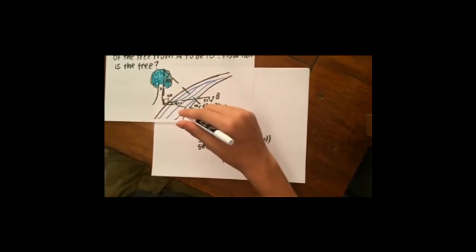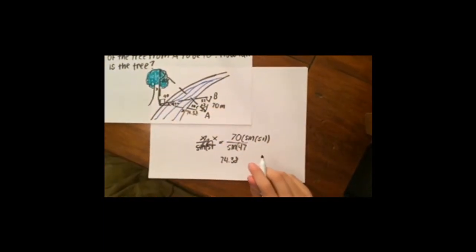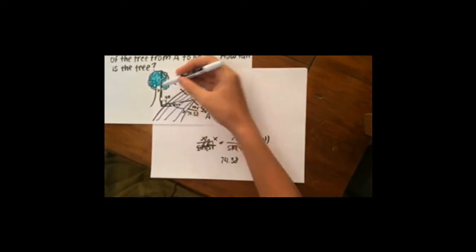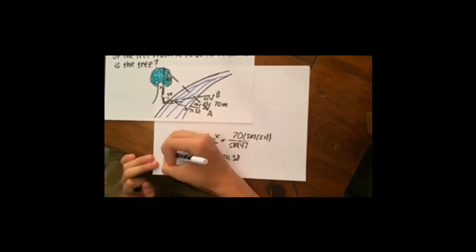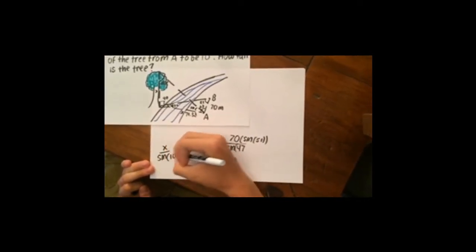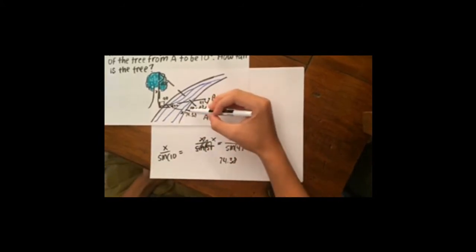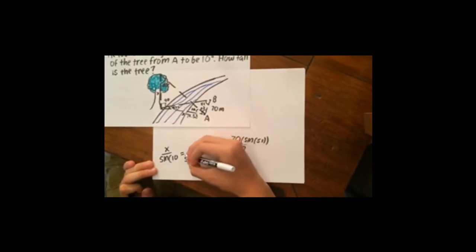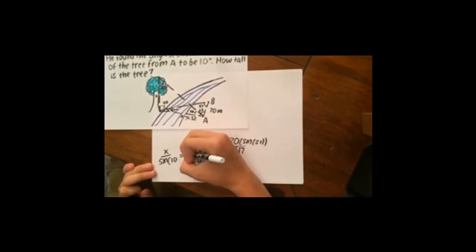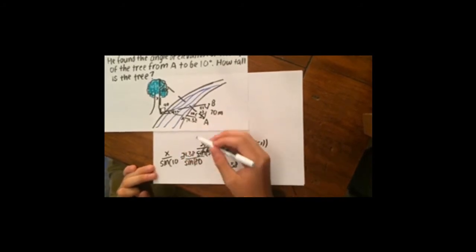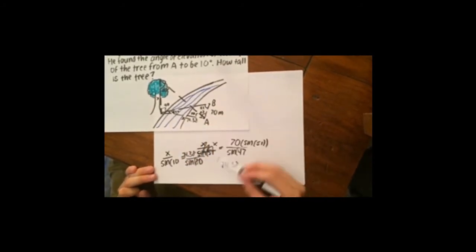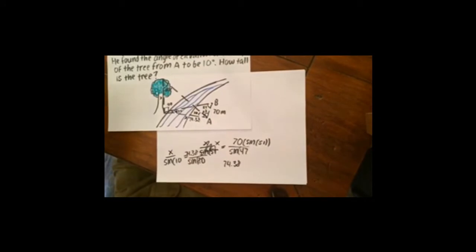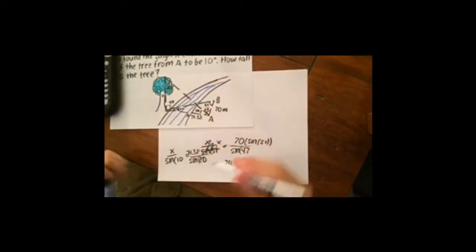So once again, we use the formulas. We're trying to find this side. So we do x over sine 10 equals sine 80 over 74.38, which is what we got down here for this answer. So once again, do the same thing, isolate x.